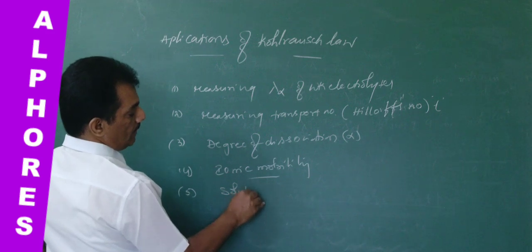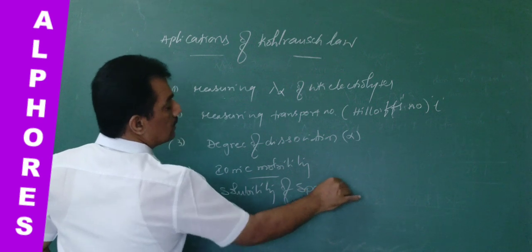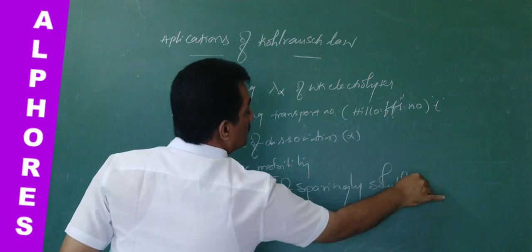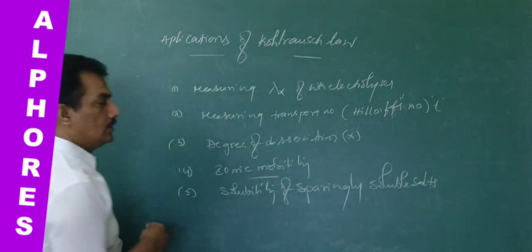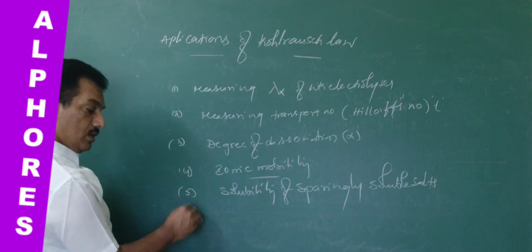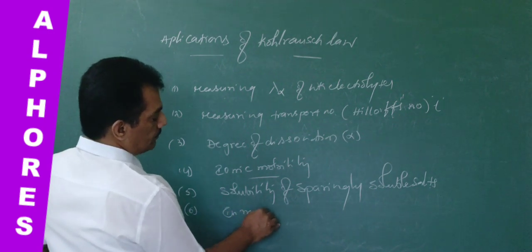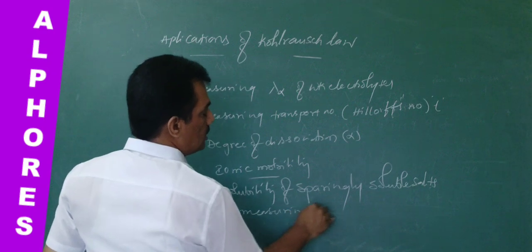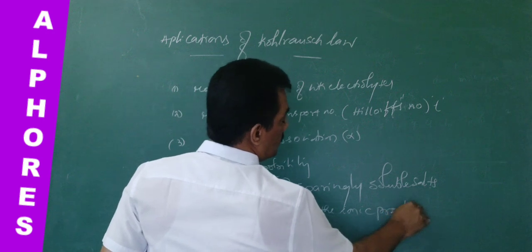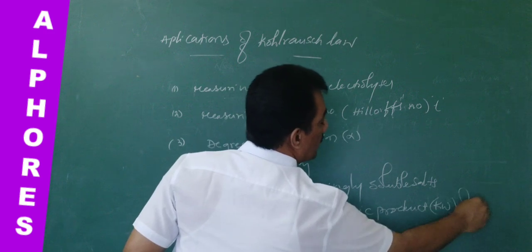Next, it finds application in finding the solubility of sparingly soluble salts. And the last one, very important and interesting, is in measuring the ionic product Kw of water.